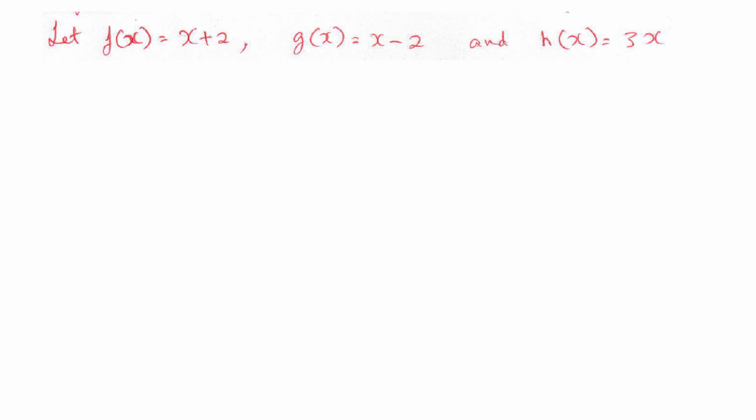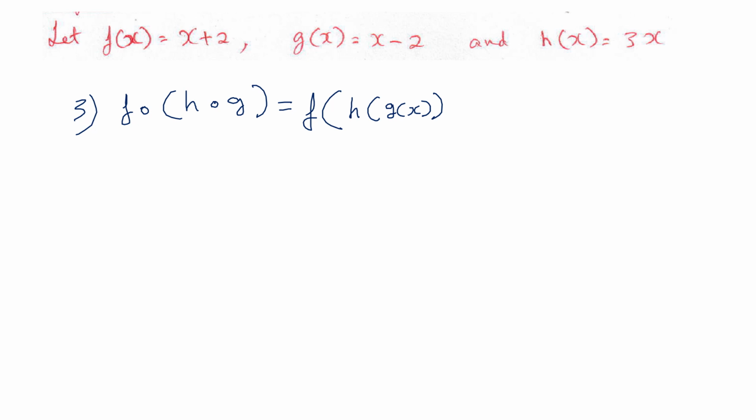So the third one, continuation of the problem. The third one was f composition h composition g. What is it? Just like the previous problem, this is f of h of g of x. Alright, like this. So now, what is this? We have to start from here, no? g of x. What is g of x? g of x is x minus 2.